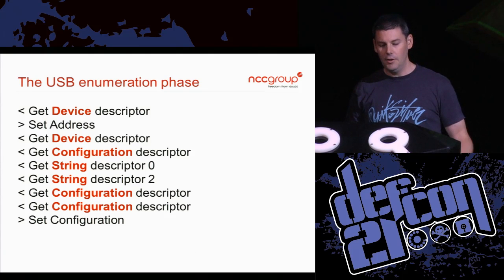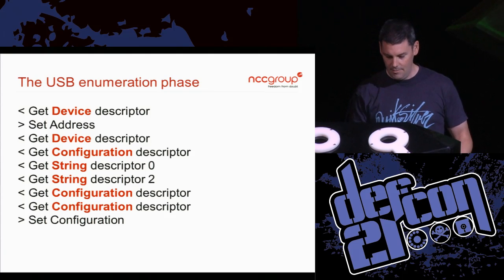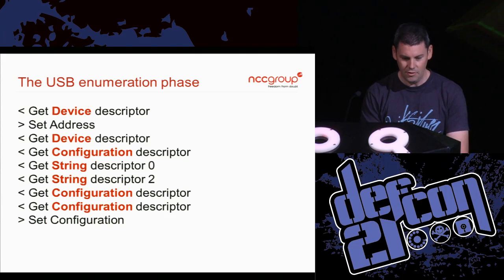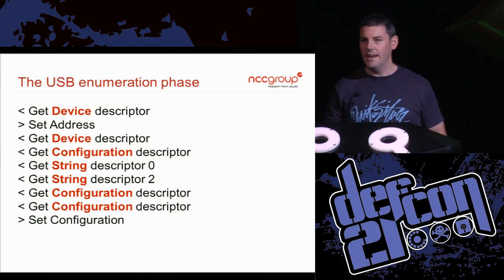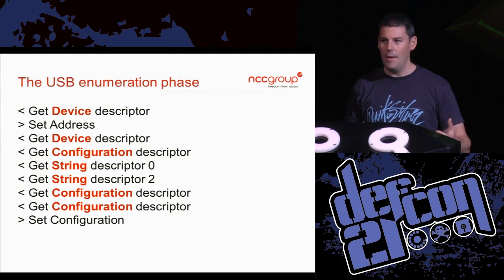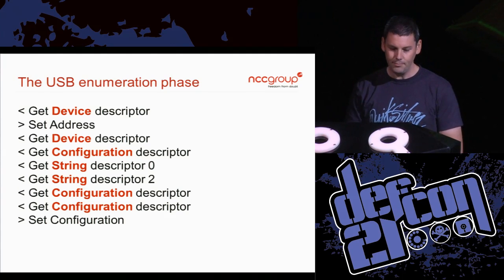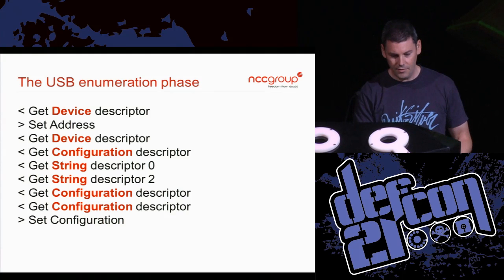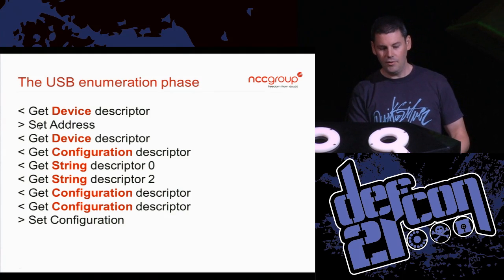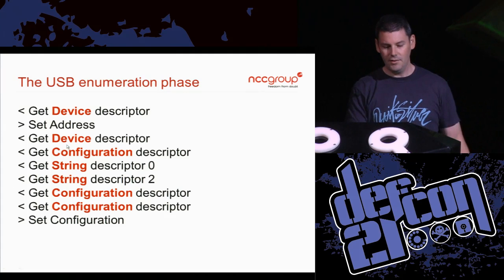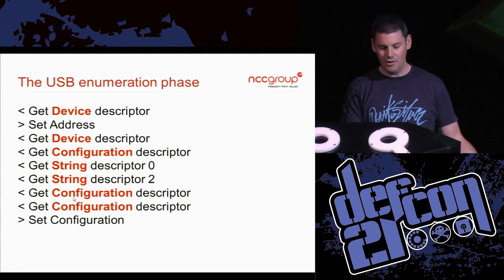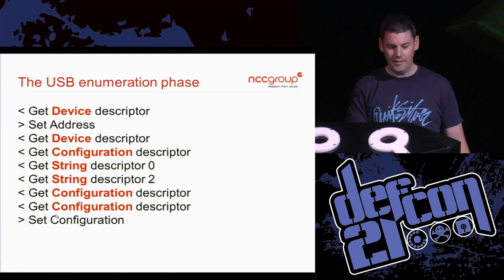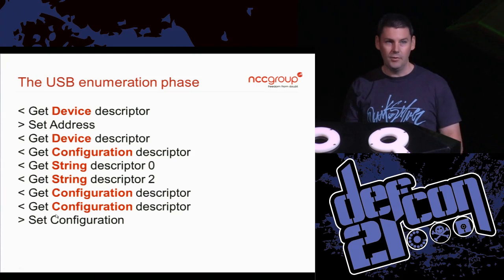So here's a typical enumeration phase. The arrows indicate the direction of the traffic. There's a bunch of different descriptors. The descriptors just contain information about configuration. They're data structures, essentially. So you get a device descriptor, the host sets an address, it then requests a device descriptor again, a configuration descriptor, a string descriptor, and a bunch of configuration descriptors. The host then sets the configuration and you can then start using the device.